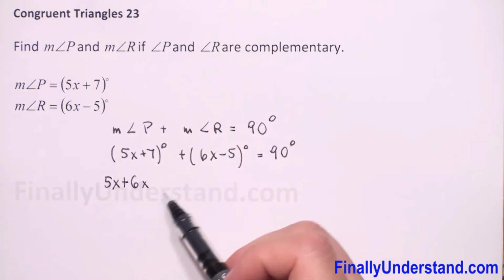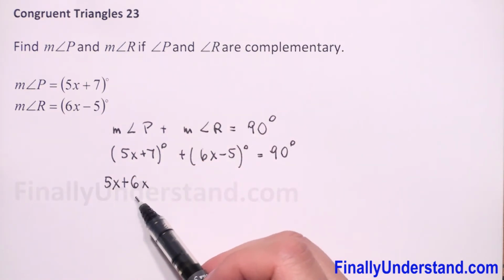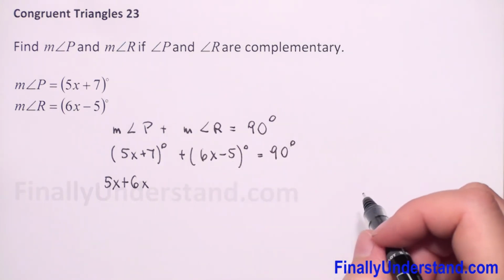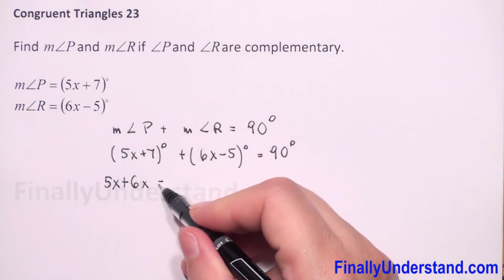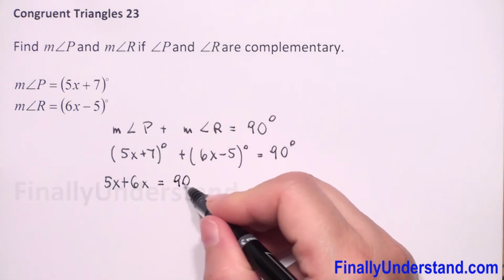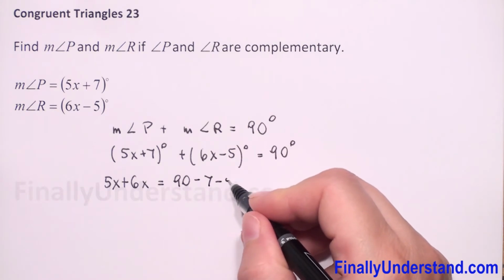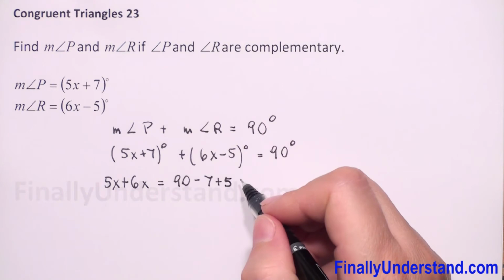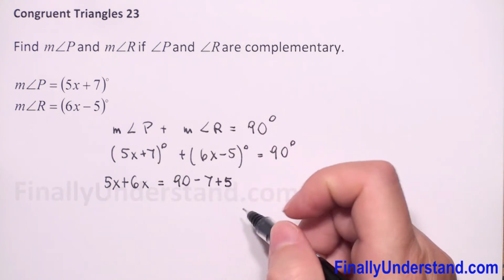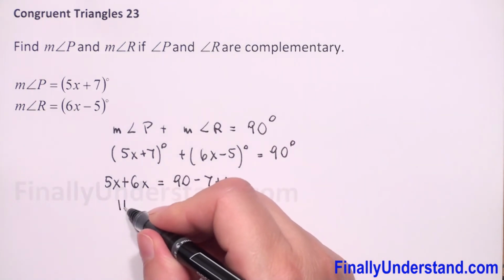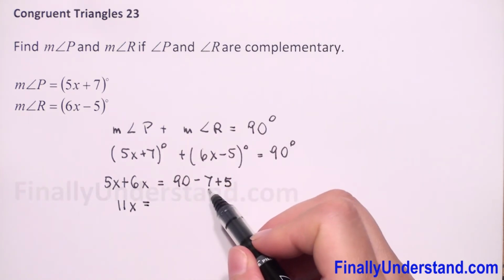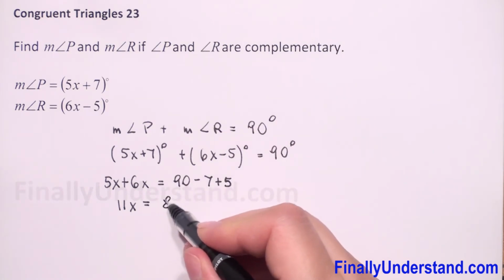I will leave on the left side expressions with x, and the numbers 7 and 5 I will move to the right. So this is equal to 90 minus 7 plus 5, of course, because we have negative 5 here. So when we move to the right side it will be positive. So we have 11x is equal to 90 minus 7 is 83, plus 5 is 88.